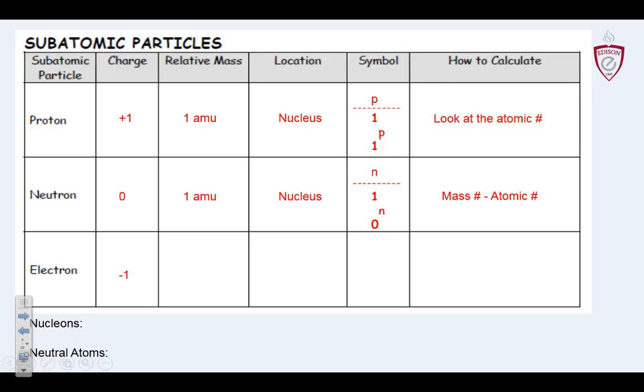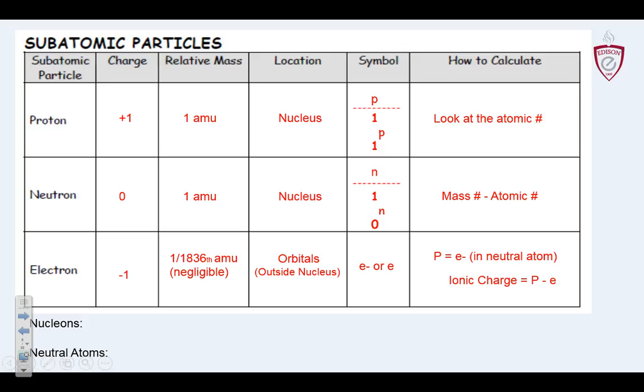Electrons, the opposite of a proton. It is very, very tiny, negligible mass. It is outside the nucleus, kind of revolving around it. Their symbols are e negative or e. And we find in neutral atoms that the number of protons equals the number of electrons. In ions, we find the charge by taking the protons minus the electrons. And for neutral atoms, the charge equals 0.